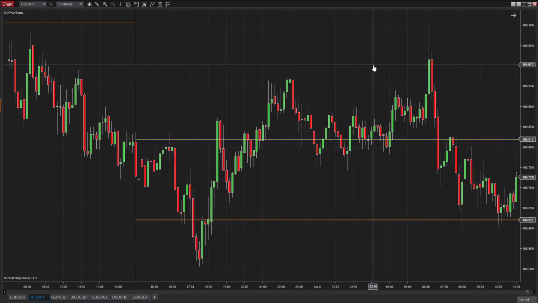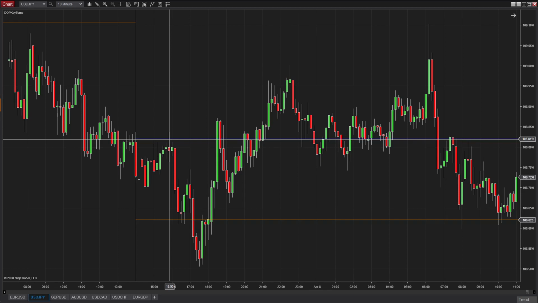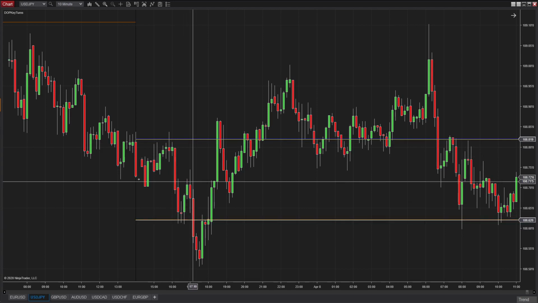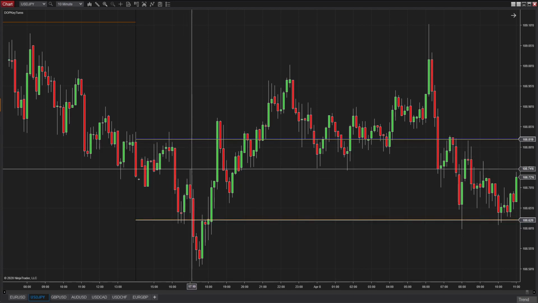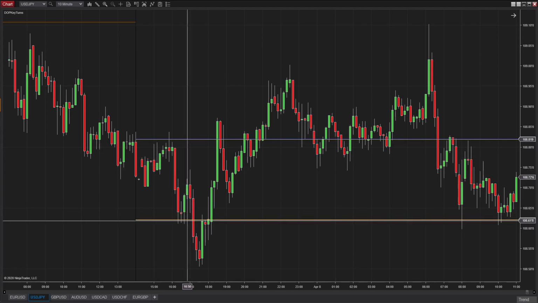Let's look back over here. So here's another day. You're getting short. That's from 81. You can get long here to 61. There's 20 pips. It bounces off 61 up to 74. There's the 13 pip bounce.